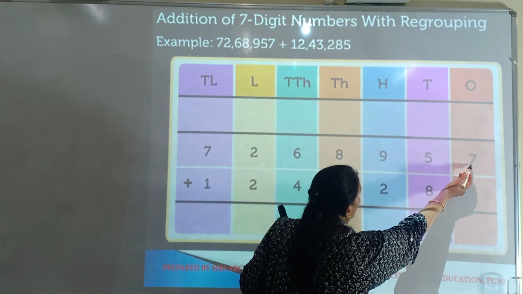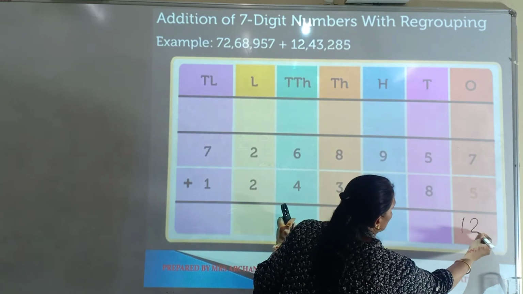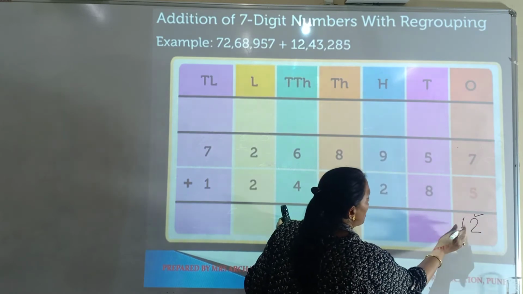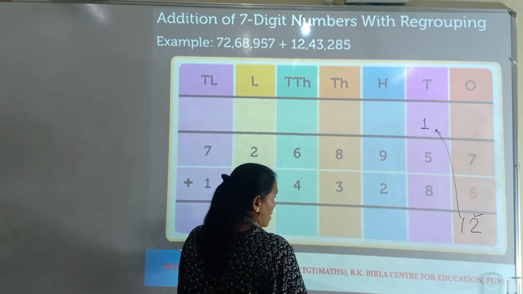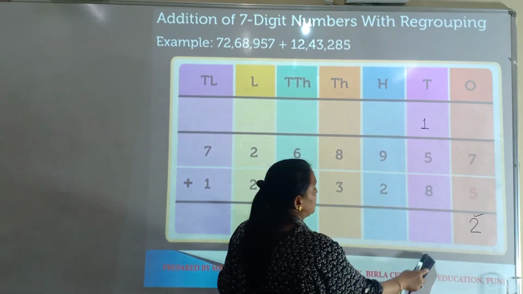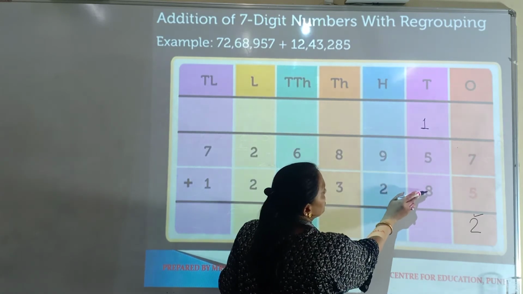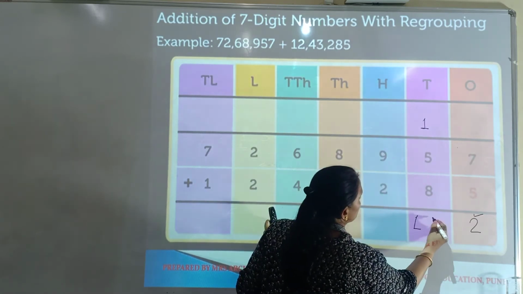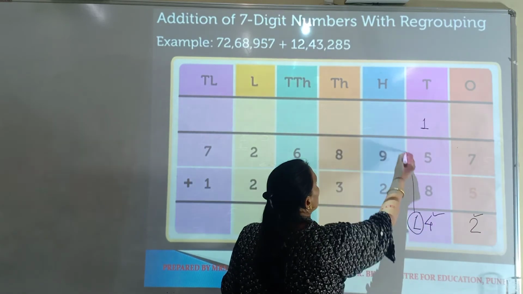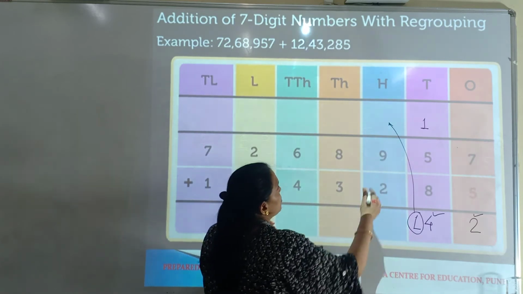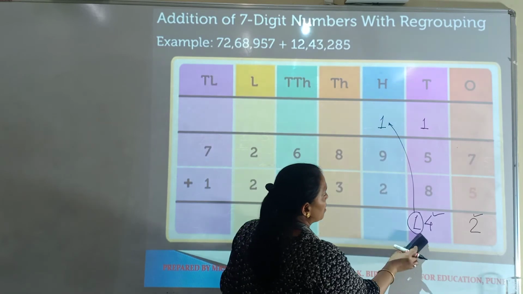In the ones place we have 7, 7 plus 5 is 12. So keep 2 in the ones place and this 1 you have to carry forward to the tens place. Next you have to add the tens place. 1 plus 5 is 6, 6 plus 8 is 14. So keep 4 here and this 1 you have to carry forward to the hundreds place.